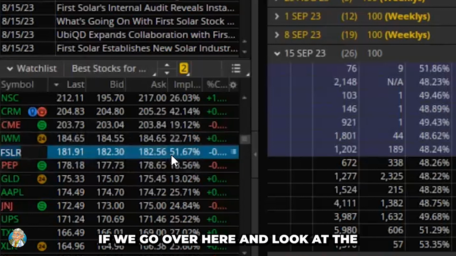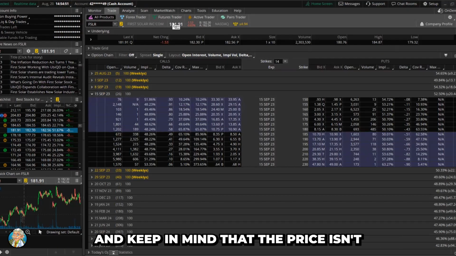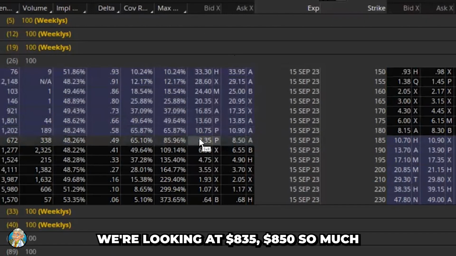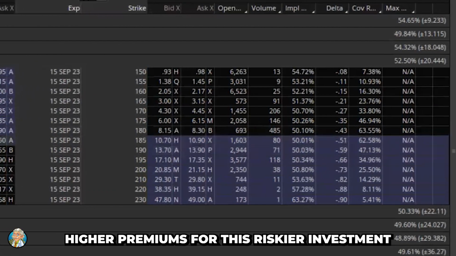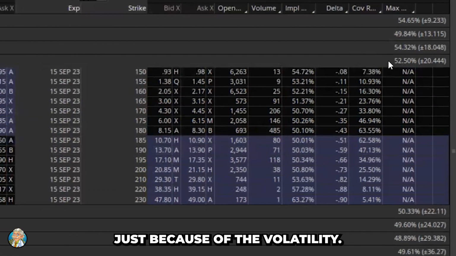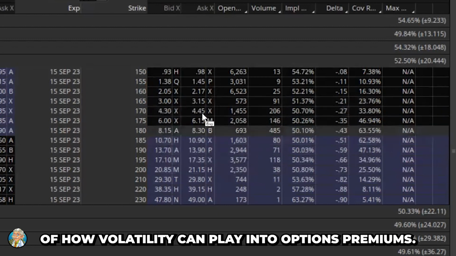And in fact, if we go over here and look at the at-the-money options for the same expiration, and keep in mind that the price isn't that much different. There's just about a $6 difference. We're looking at $8.35, $8.50, $10.00. So much higher premiums for this riskier investment just because of the volatility. So this is another example of how volatility can play into options premiums.